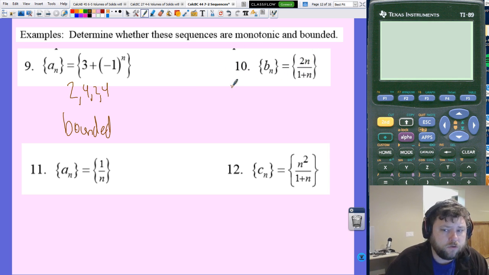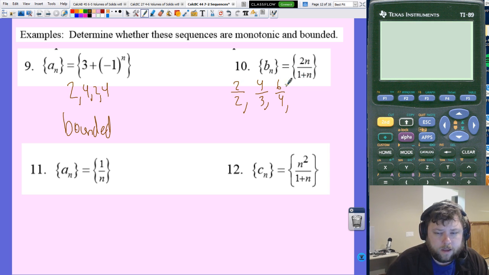Now let's check this one, 2n over n plus 1. What you might want to do is write down the first few numbers of the sequence. n equals 1 will be 2 over 1 plus 1, 2 over 2. And n equals 2 would be 4 over 3. n equals 3 is 6 over 4, and then 8 over 5, 10 over 6, and so on. So now our numbers are 1, and then it's growing a little: 4/3, then 3/2, a little bit bigger, 8/5, 10/6.